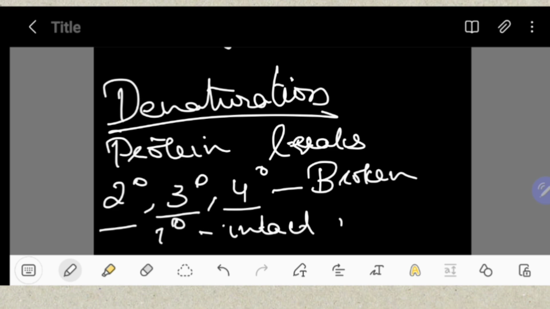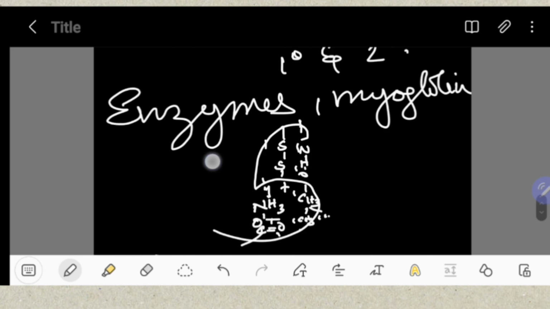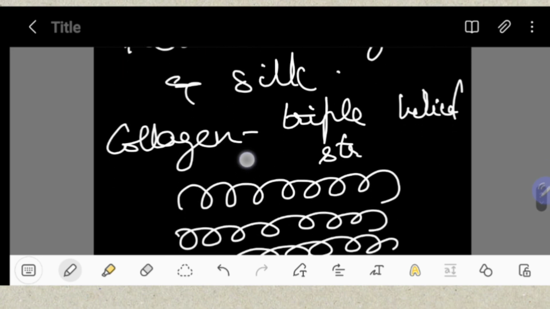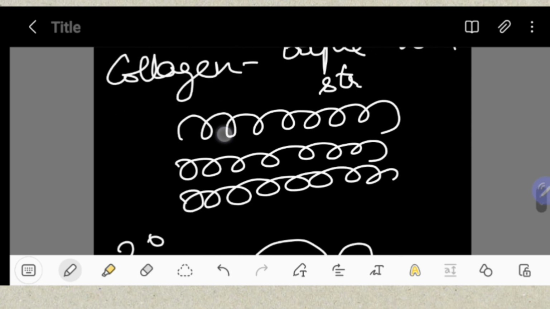So primary, this one examples. Primary structure you don't have any example. Quaternary you have 2 alpha and 2 beta. Alpha keratin in hair and nails. Beta keratin in silk and feathers. Collagen has a triple helix structure.